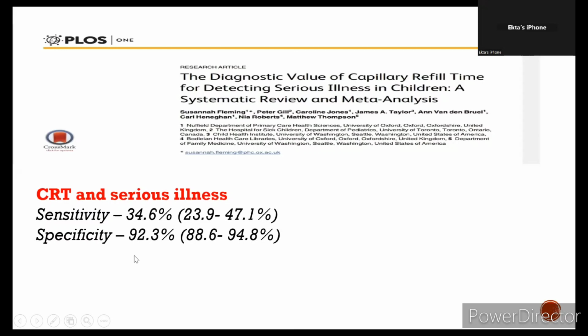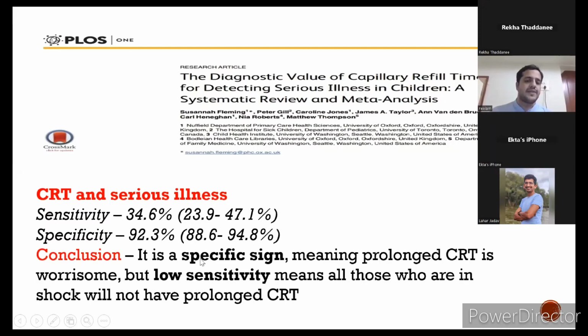So what is the interpretation of this finding? That it is a specific sign. A specific sign means a prolonged CRT should worry you. If you have a child who is having a prolonged CRT, you should definitely be worried. But at the same time, a child with normal CRT doesn't mean that he doesn't have shock. It has a low sensitivity, which means all those who are in shock will not have a prolonged CRT.